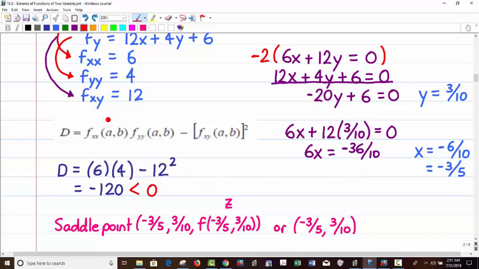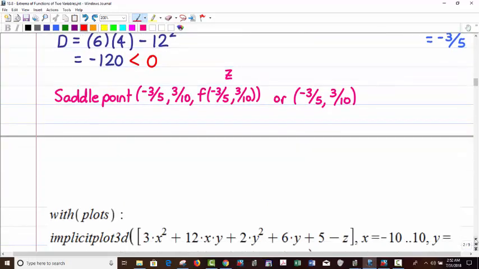So we take fxx is 6, fyy is 4, minus fxy of ab, which is 12, squared. 6 times 4 minus 12 squared is -120. It's less than 0. And the saddle point, I wrote it this way, negative 3/5, 3/10, and then f of that. That's the same thing. I didn't actually figure it out, but I wrote it in that sort of form to where it's representing the z, or just this form right here. So we only found one critical number, and it was a saddle point.